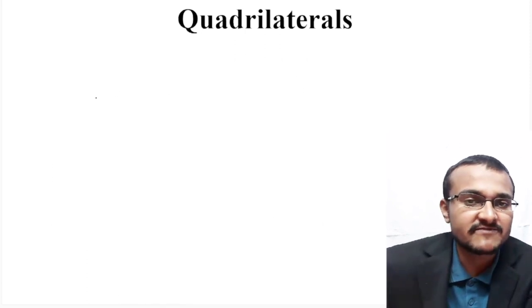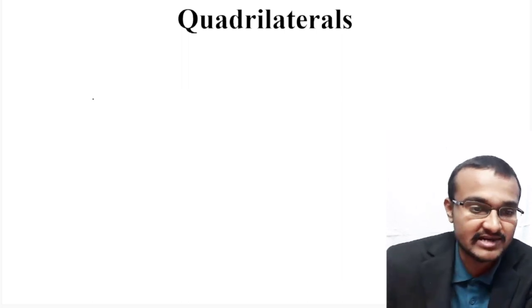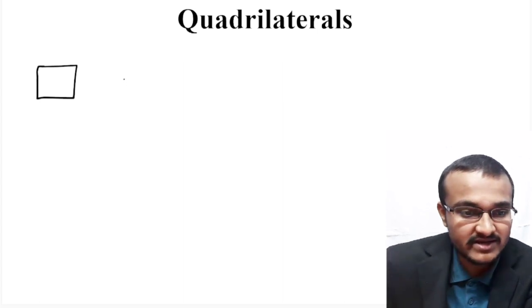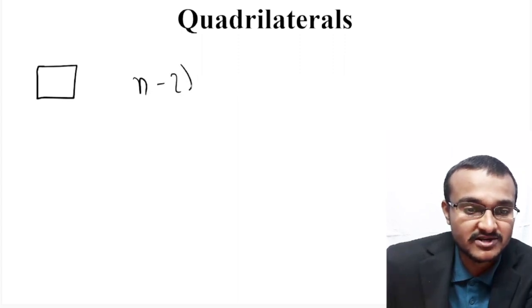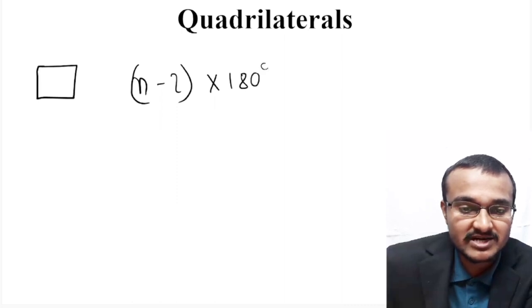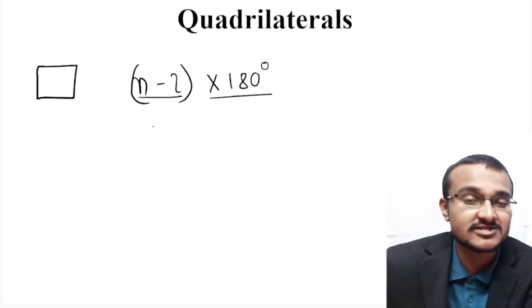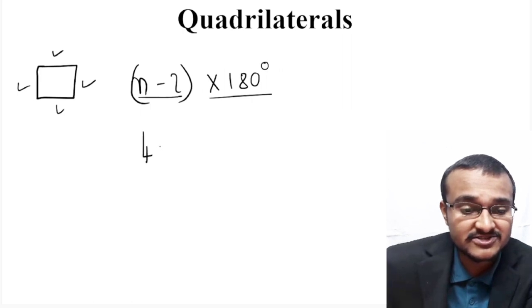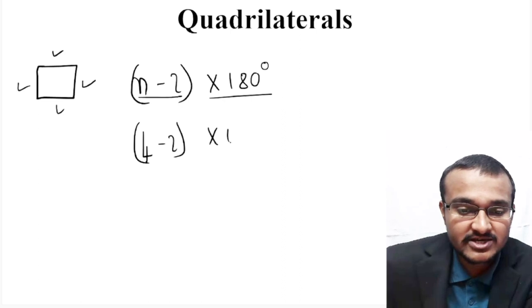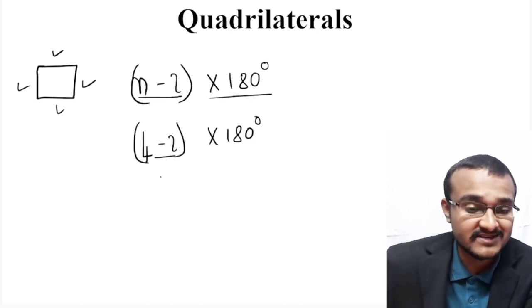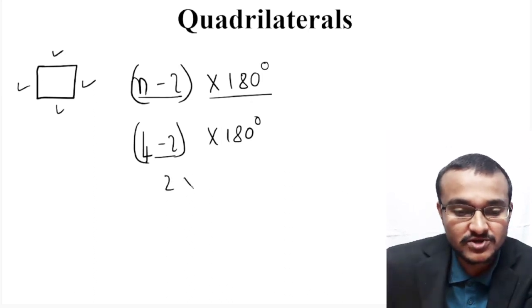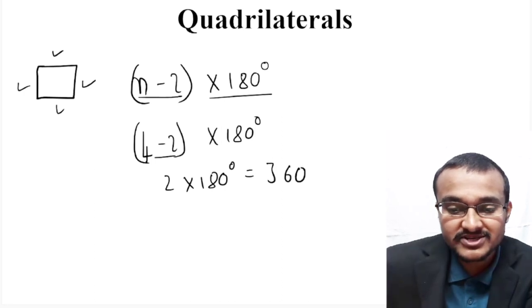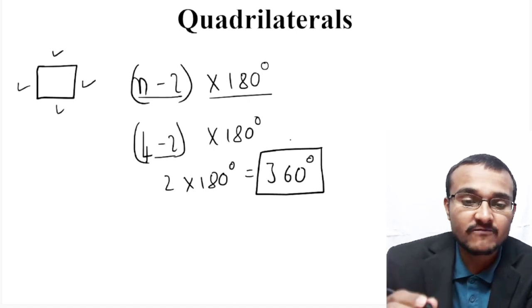Similarly, you can use this formula to find the interior angles of any polygon. Let's say we have a quadrilateral like a square. If you want to find the sum of all interior angles of this square, you can just substitute the number of sides in this formula. n minus 2 will be inside the bracket, and outside it will be multiplied with 180 degrees. According to the BODMAS rule, you should always solve what is inside the bracket first, and only then multiply with the 180 degrees outside. For a square, a quadrilateral, there are 4 sides, so in place of n you substitute 4. So (4 minus 2) times 180 degrees. First you solve what is inside the bracket: 4 minus 2 is 2, times 180 degrees, which is equal to 360 degrees. So the sum of interior angles of a square is 360 degrees.